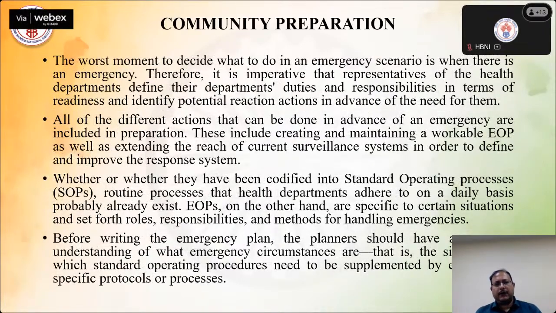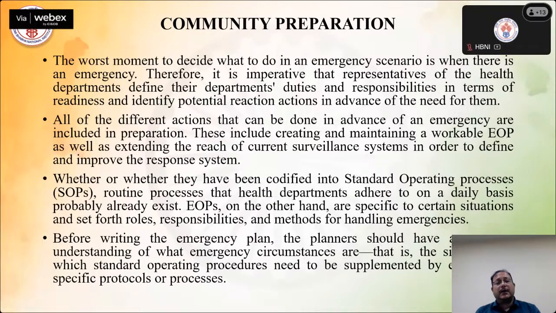Now, first we have focused upon the main points. For the community, preparation is much required, or community participation, or community education. All these things are much required, so we have to focus upon these parts. The worst moment to decide what to do in an emergency scenario is when there is an emergency. This is the first thing.